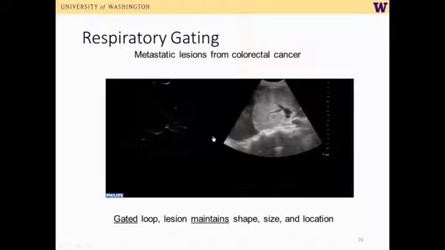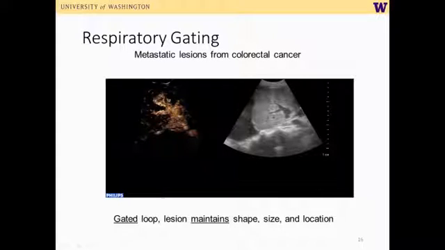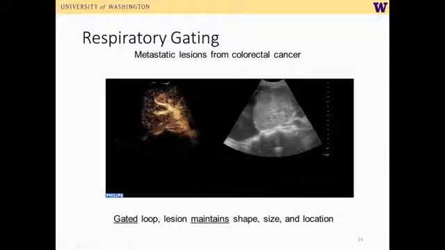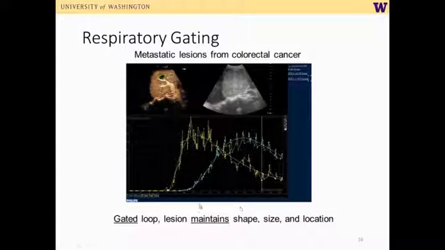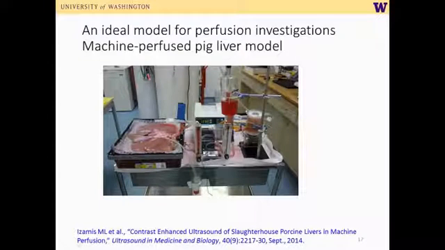And in doing so, you can see now that it's almost like this person is not breathing anymore. The lesion is staying in front of us. And so that means we can maintain the shape, the size, and the location. And if we form a time intensity curve, we get much nicer time intensity curves. This is a time intensity curve for the lesion, and this is a time intensity curve for the parenchyma. And for that, we can do a curve fitting.